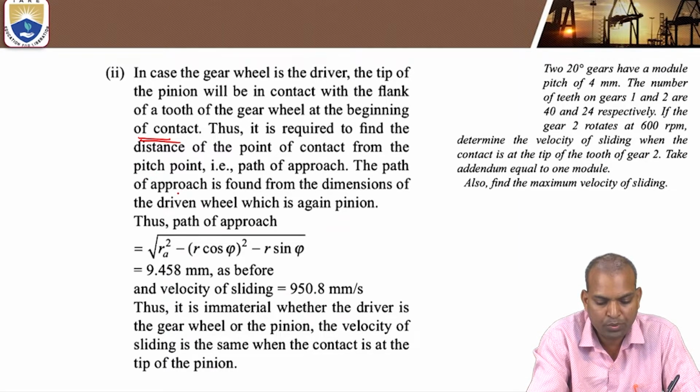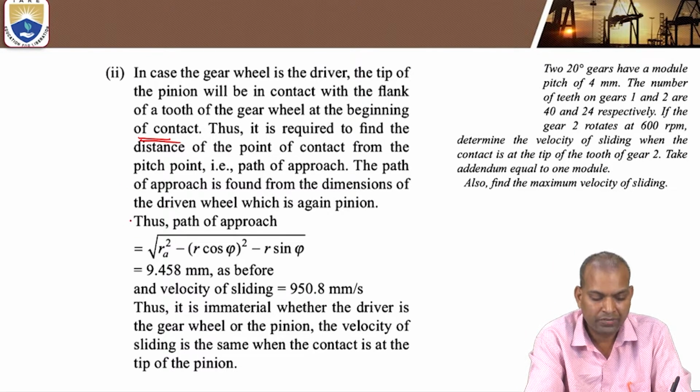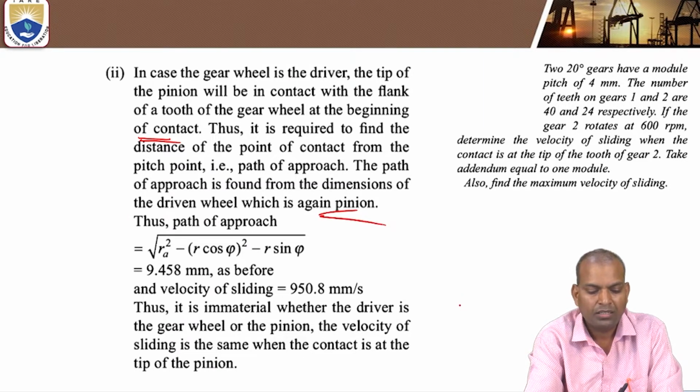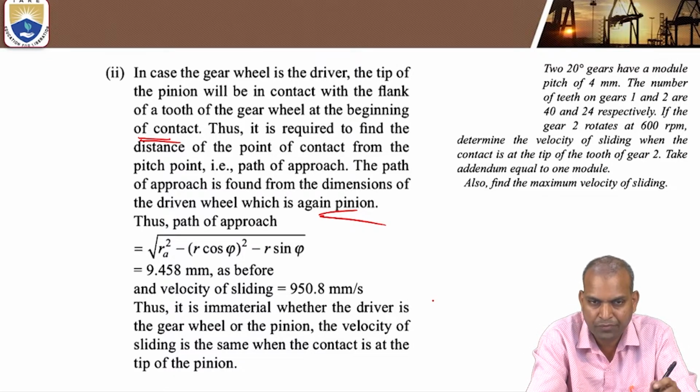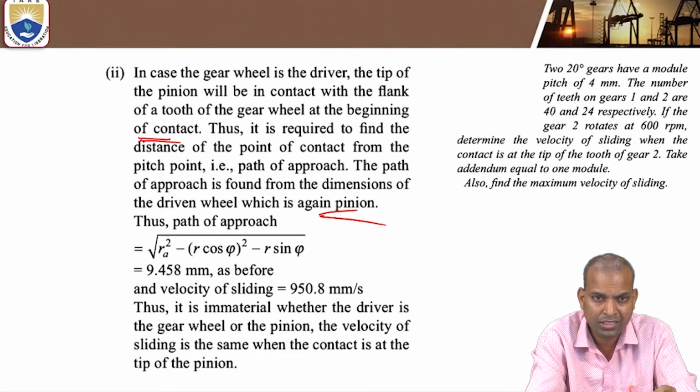Here the path of approach is found from the dimensions of the driven wheel, which is again here the pinion. So the path of approach is very important if you understand the concept. So what is path of approach and path of recess? While deriving the formulas of path of approach and path of recess, we considered the driver wheel. This is the path of approach. The driver wheel is the larger gear wheel and the pinion is the follower.